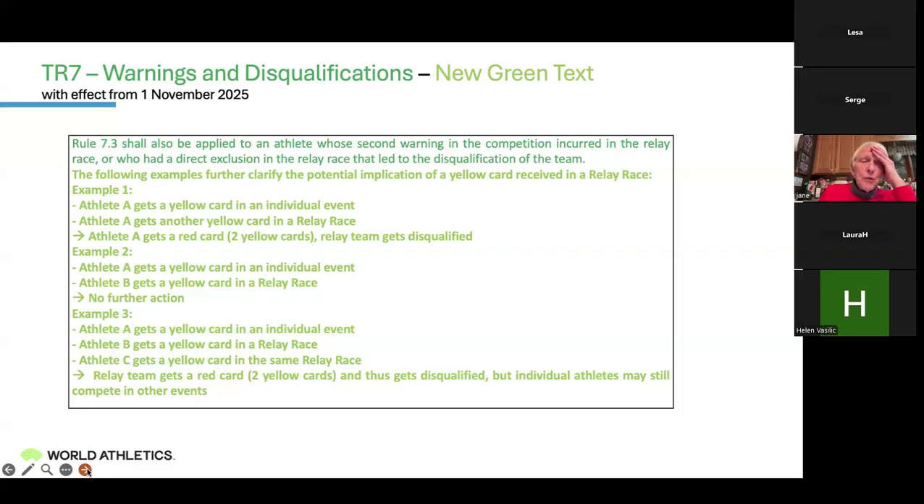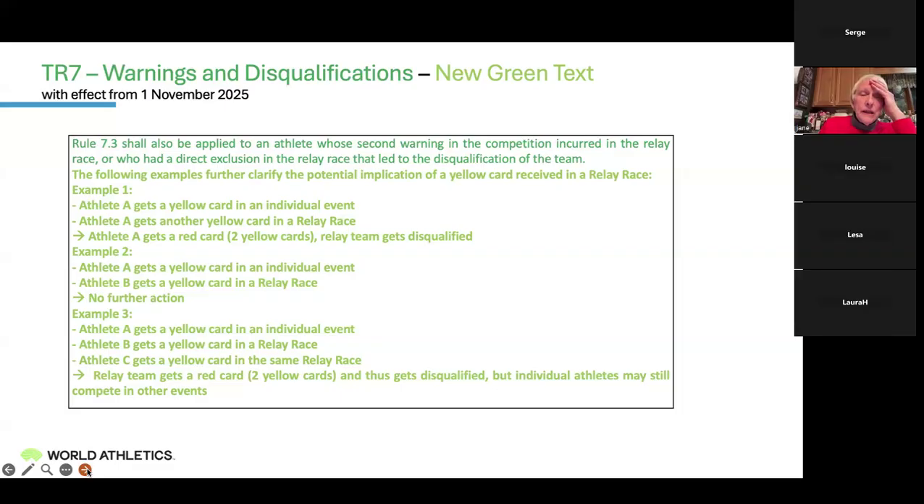Lisa, okay. In example one, if athlete A gets two yellow cards, which equals a red, the relay team, the 4x1, is disqualified, and athlete A doesn't get to compete anymore. It would be impossible for them to be in the 4x4, because they have a red card, which means they no longer compete in that competition. Right. Okay, got it, thank you. No problem. This is what we're here for, to clarify.